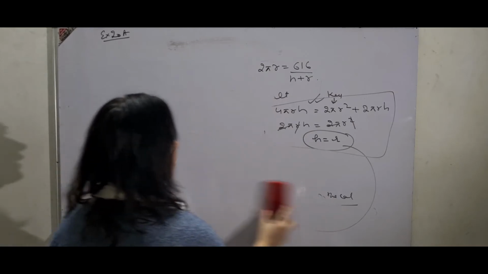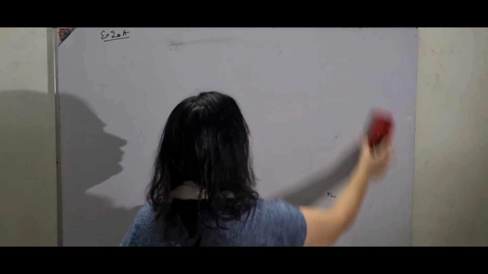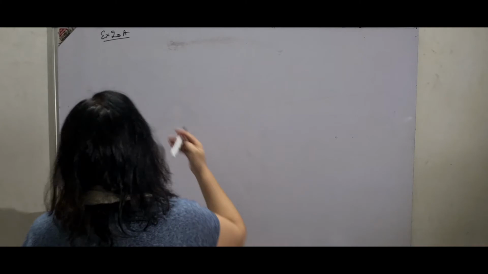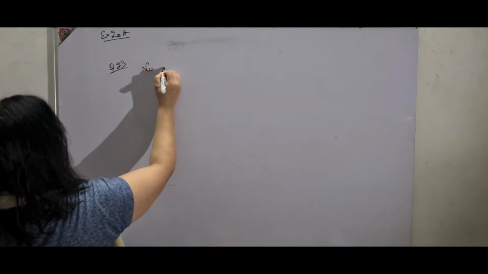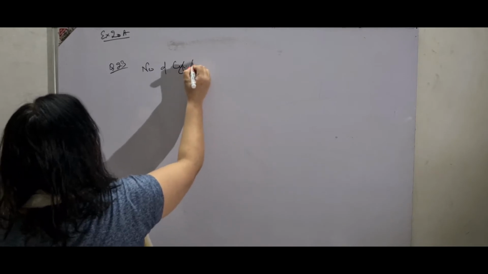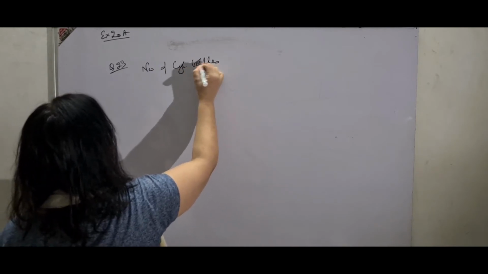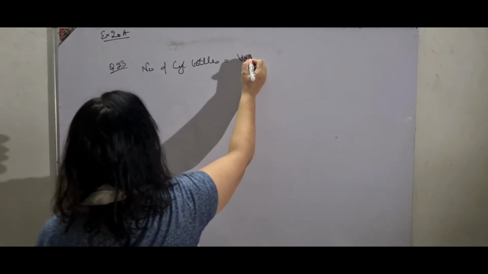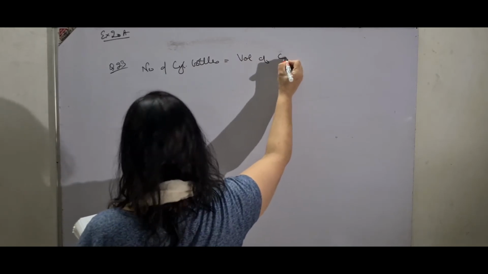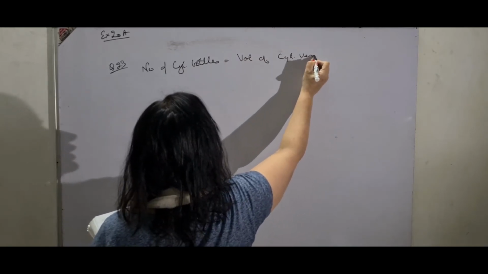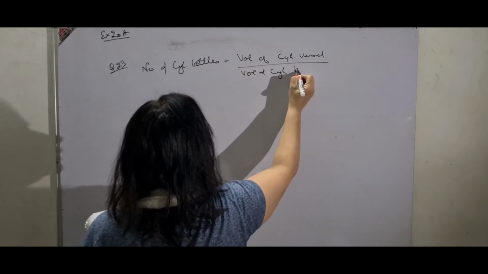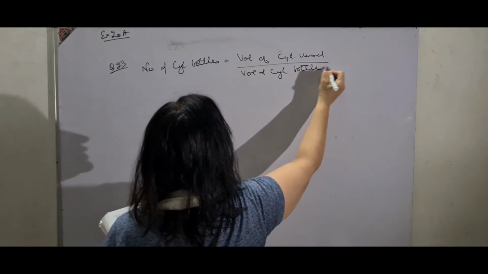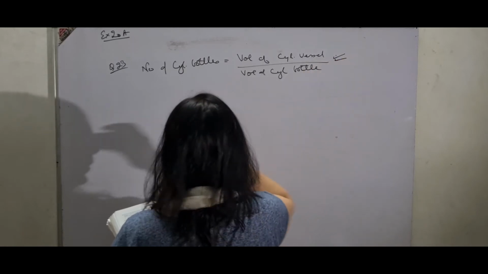Number of cylindrical bottles is equal to volume of the cylindrical vessel over volume of cylindrical bottle. Please write this step. This is very, very important.